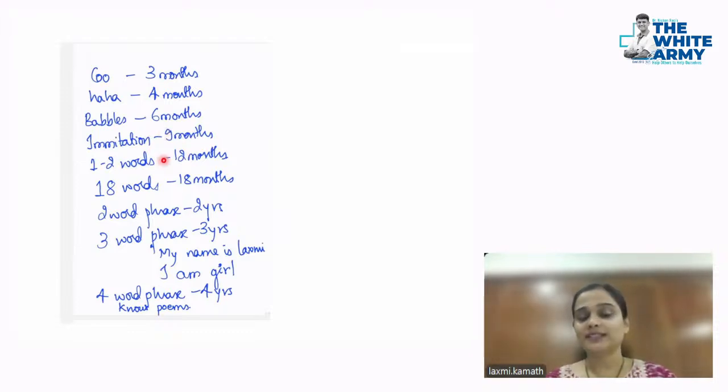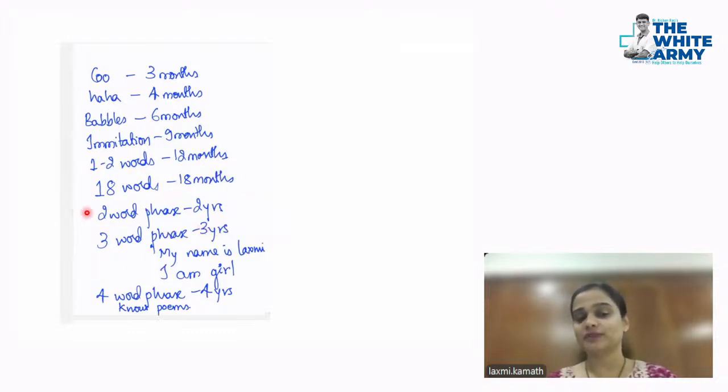And at 12 months, it is 1 to 2 words. Just put a dash here. So it becomes 1 to 2 words. Now at 18 months, ideally a child should have a vocabulary of 18 words. At 2 years, it should talk sentences having 2 words. That is, give me, I need, I put. So this kind of 2-word phrases, the child should be able to talk.